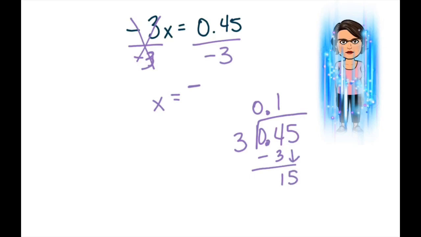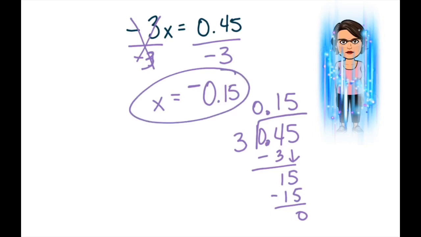Bring down your 5. 3 will go into 15 5 times. 15 minus 15 is 0. So our final answer is 15 hundredths.